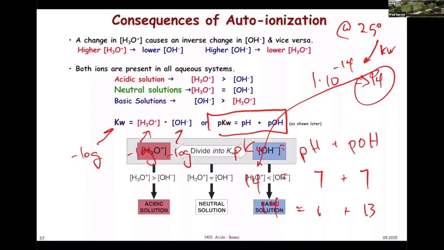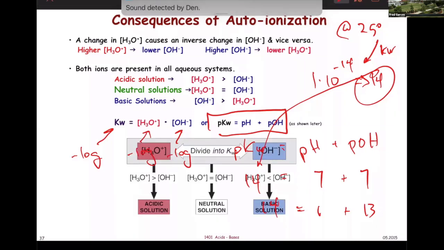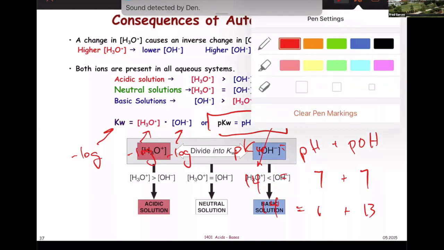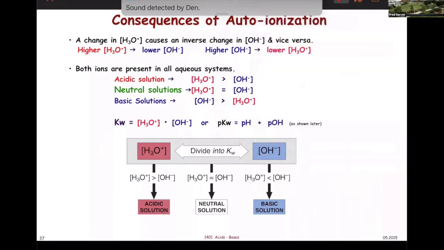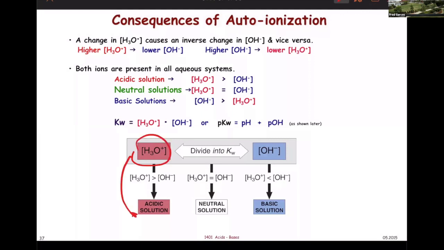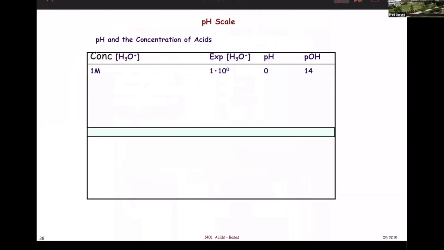So what you see here is the relationship between hydronium and hydroxide. So again, when this dominates, you have an acidic solution. When this dominates, you have a basic solution. When they're equal, it's neutral. There's this relationship that I just talked to you guys about.